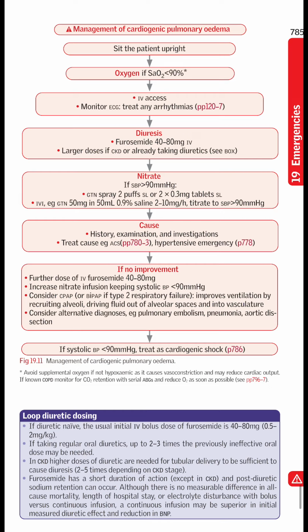If diuretic naive, the usual initial IV dose of furosemide is 40 to 80 milligram, depending on the 0.5 to 2 milligram per kg dose. If taking regular oral diuretics, up to 2 to 3 times the previously ineffective oral dose may be needed.